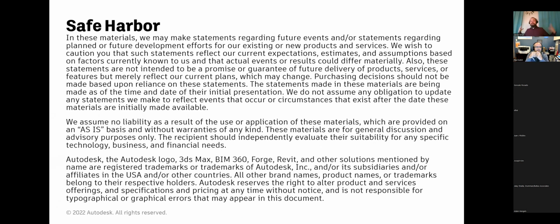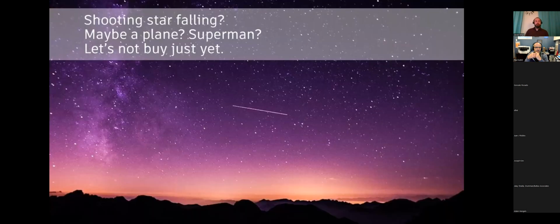So I do have to show this big old wall of text during every one of the presentations that I give because I do work for Autodesk and we are a publicly traded company and the lawyers get very mad at me if I don't do this. So it's being recorded. We can confirm that I showed it and then I stay out of trouble. But it's a whole bunch of legal speak, which oddly enough can be broken down to a simple haiku along the lines of this. Shooting star falling, maybe a plane, Superman. Let's not buy just yet.